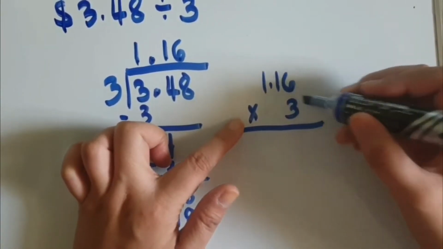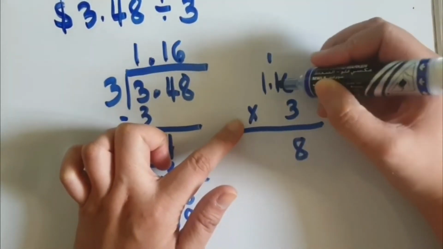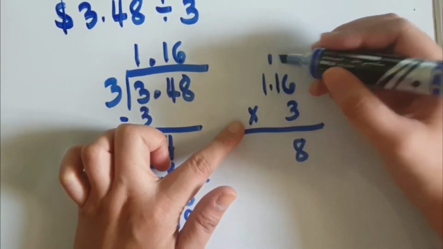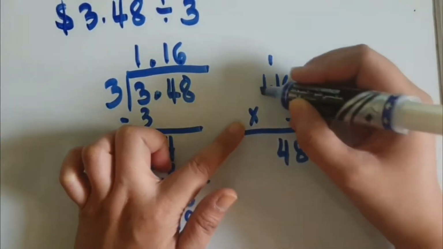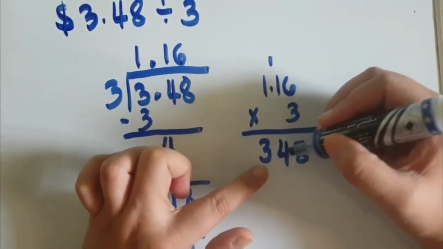So, we have 3 times 6, that is 18. 8 here and 1 up. 3 times 1 is 3, plus 1 is 4. And then 3 times 1 is 3. Now, you have 3, 4, and 8.